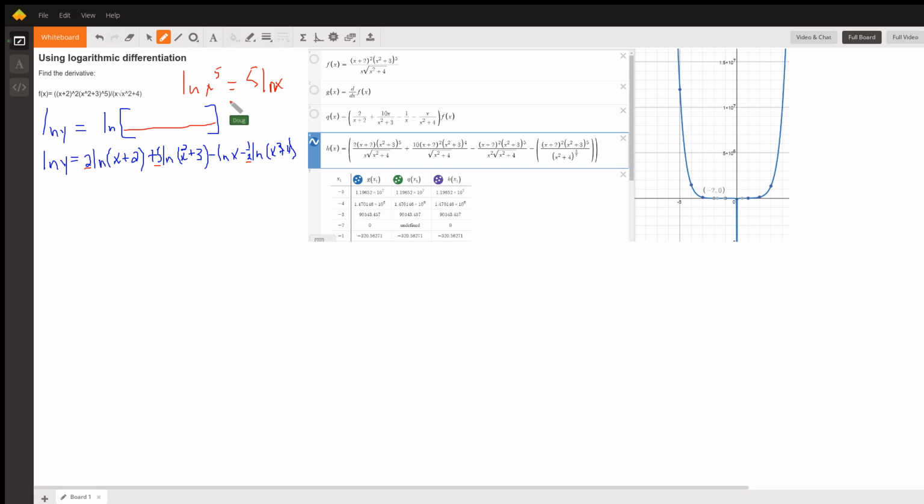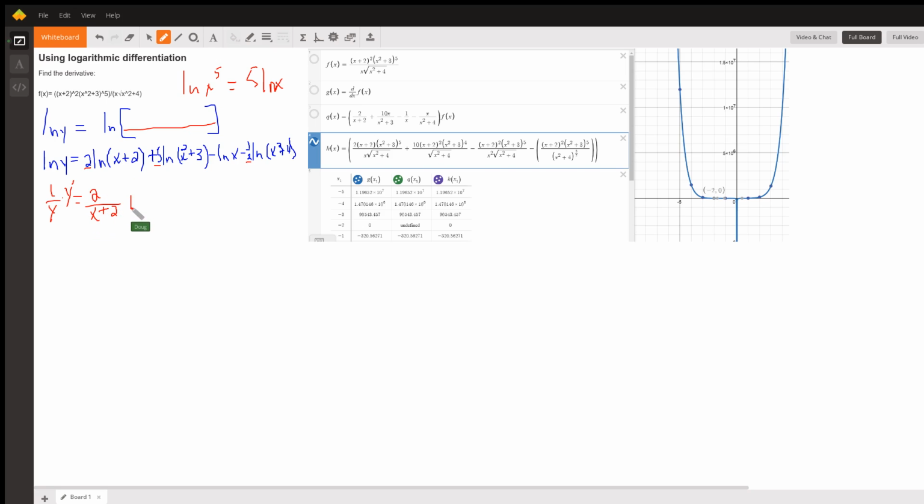Now we're ready to take derivatives using the chain rule, and the derivative of the log of y is 1 over y times y prime. Had to use the chain rule, so y is a function of x. 2 times the derivative of the natural log of x plus 2 is 1 over x plus 2. And we have to consider using the chain rule at that point, but the derivative of x plus 2 is just 1.